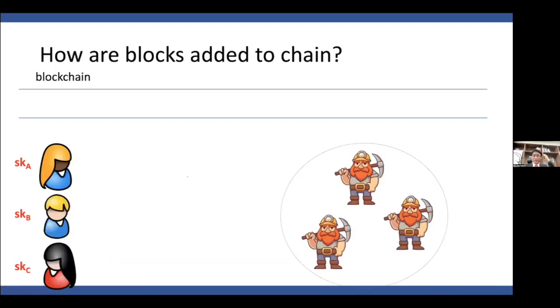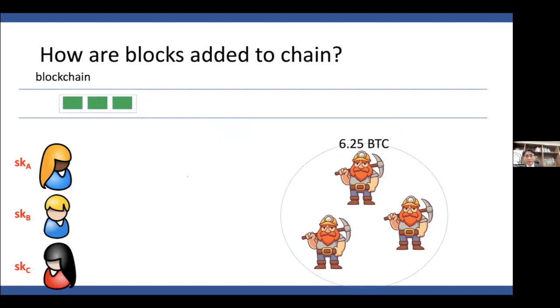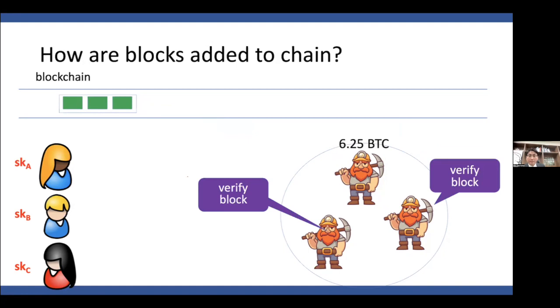Let's see, using this animation that I borrowed from Dan Boneh's slides, how blocks are added to the chain. Without giving too much detail of Bitcoin yet, let's see how in general we add blocks and transactions in blockchain. Alice, Bob, and Charlie sign their transactions and send them to the set of miners, validators, or replicas. In this animation, one of them says, I'm the leader. The leader packages the transactions in a data structure called a block and uploads it to the blockchain, and in return receives some reward. Others verify the block, saying, I've seen those transactions, and the order is okay.